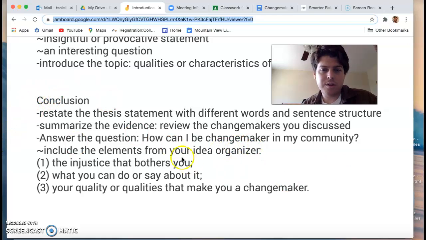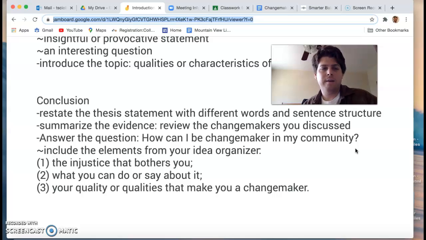So after you restate your thesis statement with different words and new sentence structure, so it should not just be a copy paste of your thesis statement from the introduction. It should be, here's a new way of stating the same argument. Then you should briefly summarize your evidence in a sentence or two. You just explain, here are the changemakers we talked about, and here's what we concluded about them.